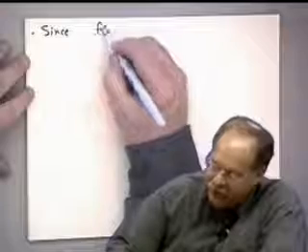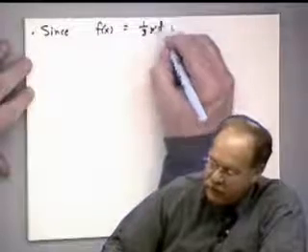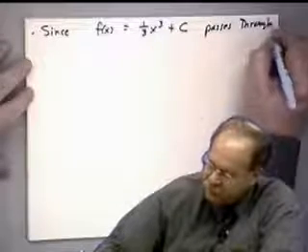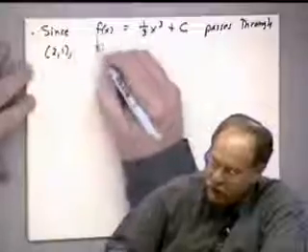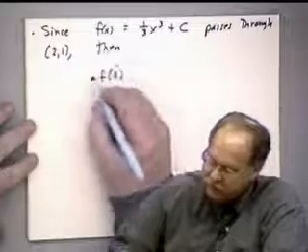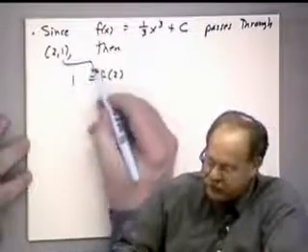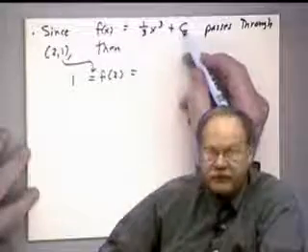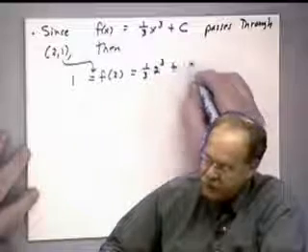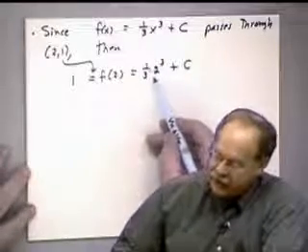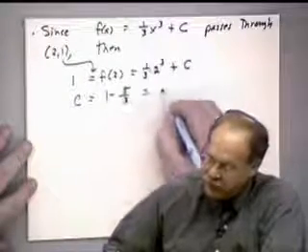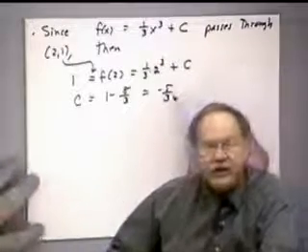Since f of x equals 1/3 x cubed plus c passes through the point 2, 1, then we can say the following. We know that if you take f at this x value 2, you're going to get 1 on the one hand. That's what the point tells us. On the other hand, here's a formula for the function. If I put 2 in, I should get 1/3 times 2 cubed plus c. Well, this is 8/3, and if I put this on the other side, I get c is equal to 1 minus 8/3, which is minus 5/3. And suddenly I know what c is.